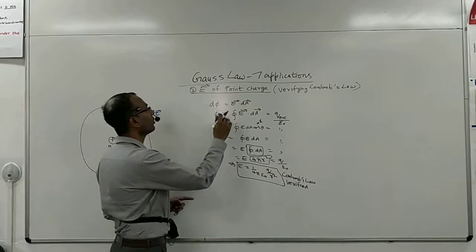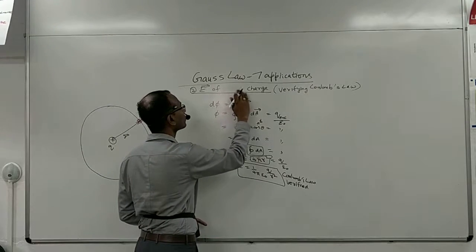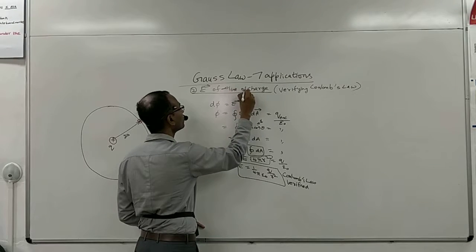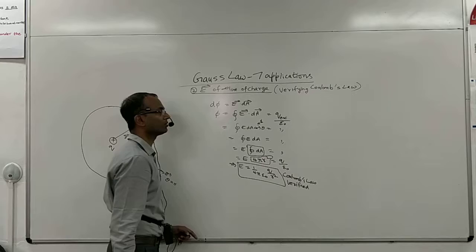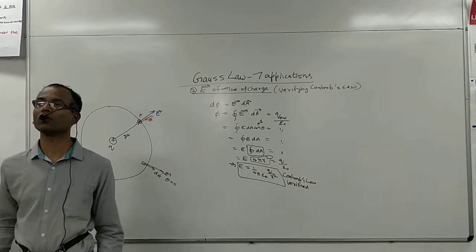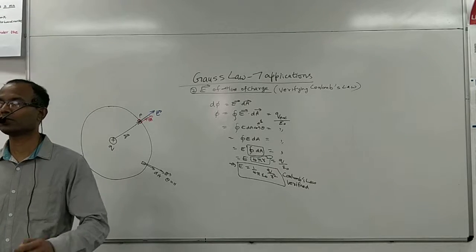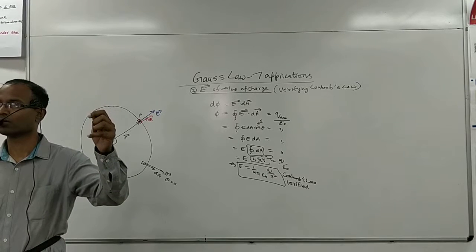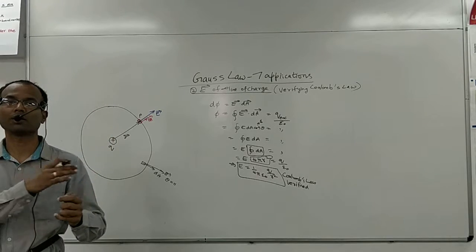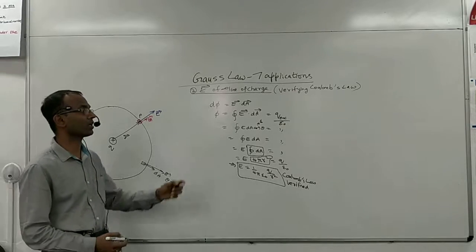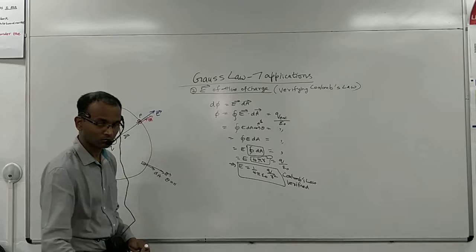Okay? Now, electric field of an infinite line of charge. The second application is to find the electric field due to an infinite line of charge. Imagine you have a line of charge which extends to infinity, both sides. So what kind of electric field will it set up in its surroundings? Electric field due to infinite line of charge. What is an infinite line of charge?